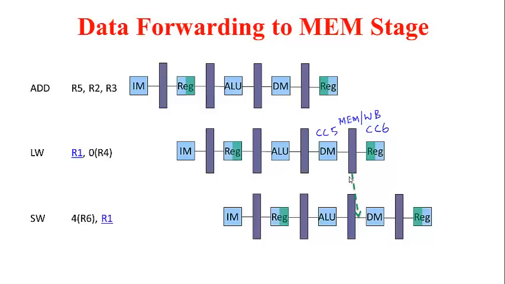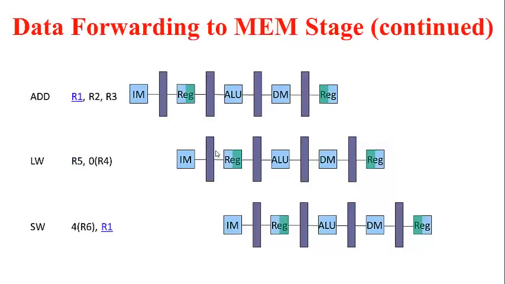So we forward this data directly to the location where it is needed, that is in front of data memory, before the data goes through the register file. Of course, the same data is also written to the register file, that is the normal operation, but that is not relevant here because we are focusing on the data forwarding which happens from this latch to the location where it is needed in front of the memory.